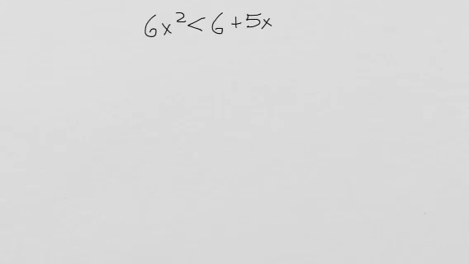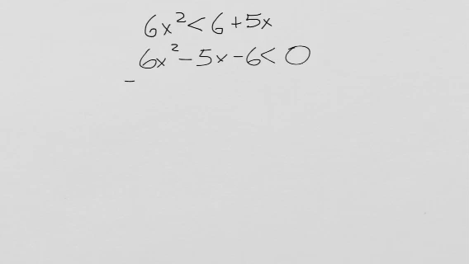So to solve this inequality, it's an inequality with a quadratic function. The first step that we always do is we move everything to one side. So we'd have 6x squared minus 5x minus 6 is less than 0. So the next thing we have to do is to plug our quadratic function values into the quadratic formula.